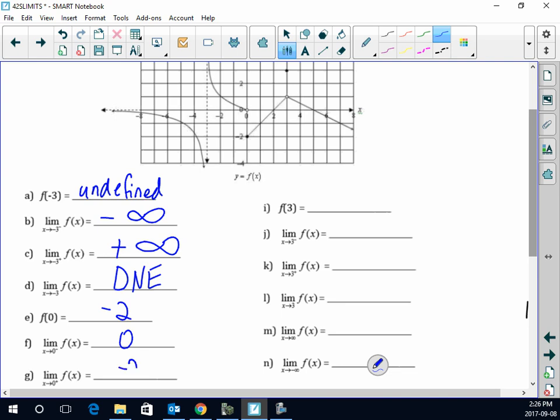-2, yes, exactly, -2. Come from the right, follow it. It wants to go to -2 when it gets closer and closer.